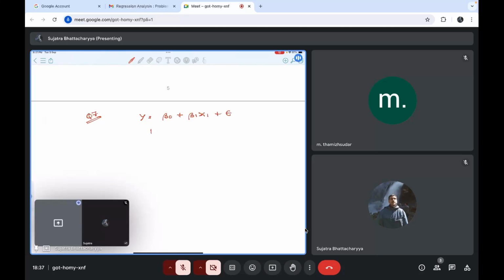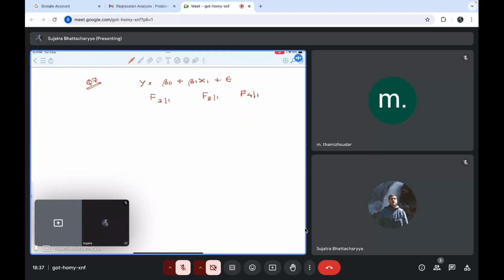So the possible combinations of F statistics will be: 2 in the presence of 1, because 1 is already present, 3 in the presence of 1, and 4 in the presence of 1. These are the three things which we need to find out. So I have made a table for this. These are the variable or regressor combinations, this is the SS residual, this is the SS regression, and this is the MS residual.